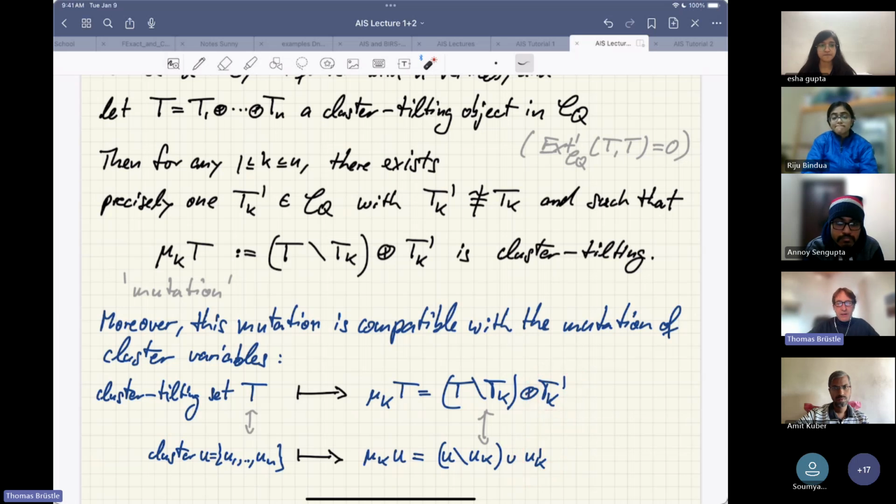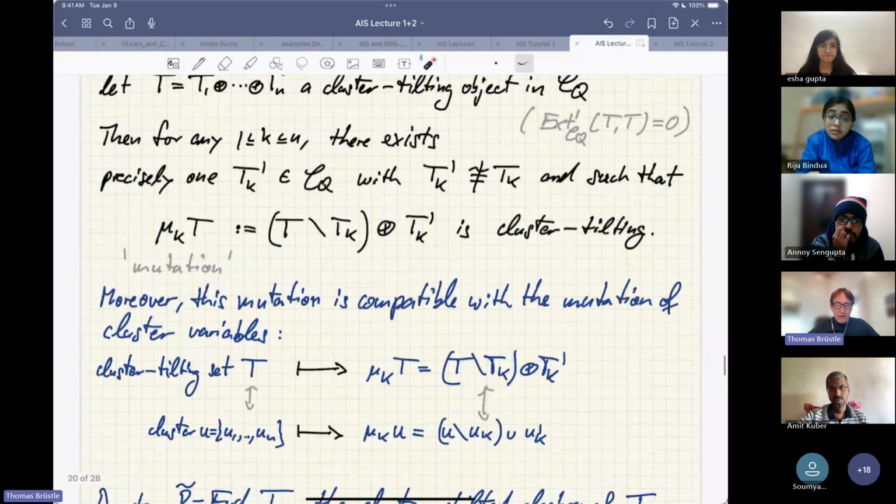The cluster category with the mutation of cluster tilting objects is really a nice model for the combinatorics of cluster algebras. And people say now the cluster category is a categorification of the cluster algebra. We model using objects in a category the combinatorics of cluster variables.